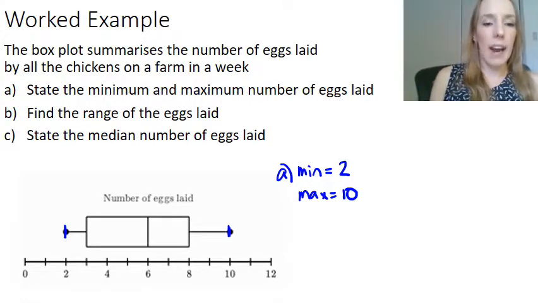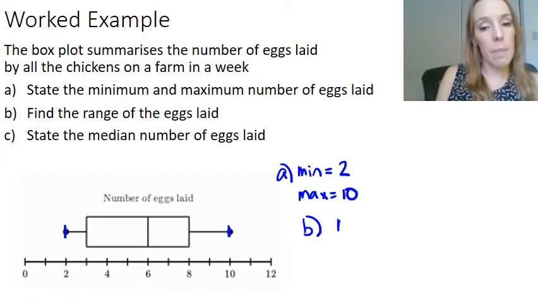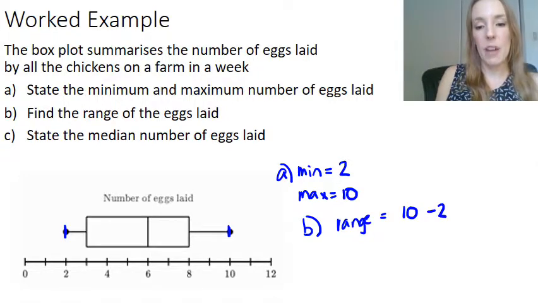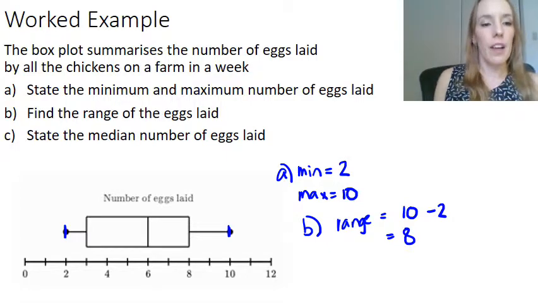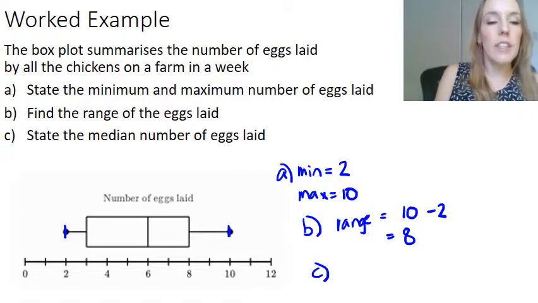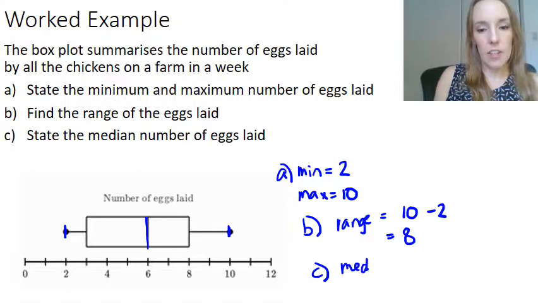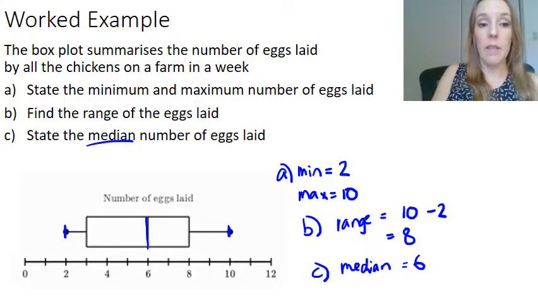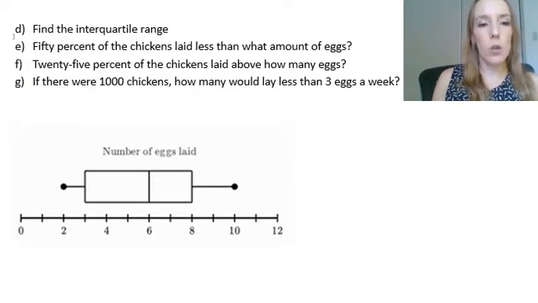Next one is find the range of the eggs laid. So range, remember, is our largest number, subtract our smallest number. So 10 minus 2 will give us our range, which is 8. C, state the median number of eggs laid. Remember, our median is going to be in the middle, and it's our line in the middle. So the median number of eggs that the chickens laid in a week was 6. So on average, they're laying 6 eggs a week. Sorry, median, the middle number. The median is 6.